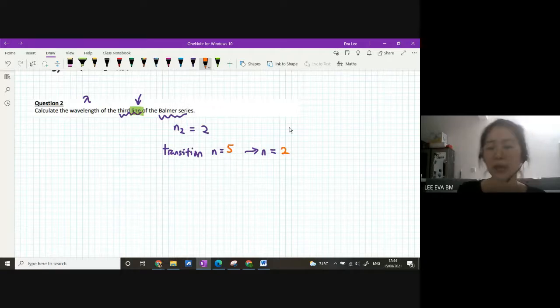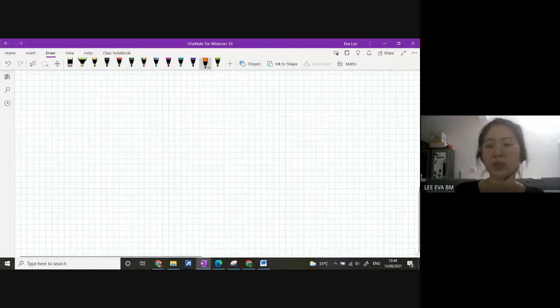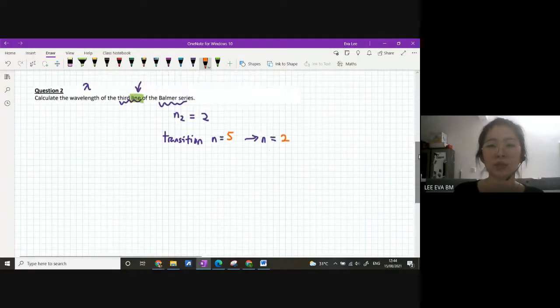You can refer back to your energy level diagram here. If we change it, this is n equals 2. So the first line is from 3 to 2, the second line from 4 to 2, the third line from 5 to 2. So you must indicate first. You need to identify the transitions first.